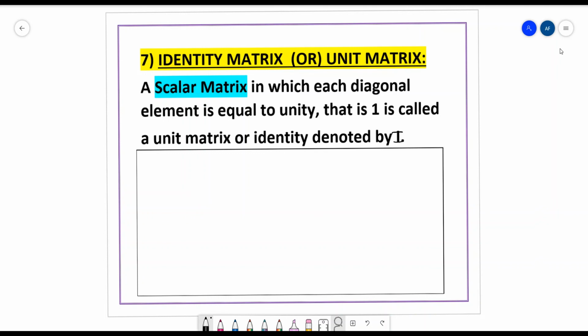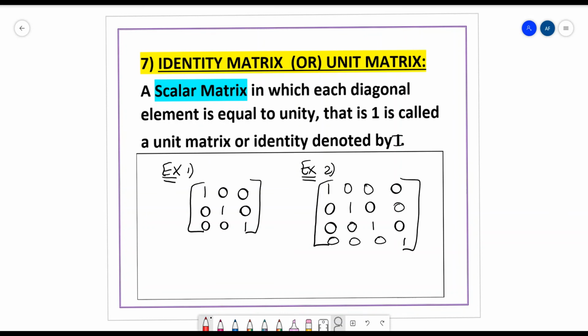Let us see some examples here. We have two examples here, and both are examples of an identity matrix or unit matrix. That means only the principal diagonal elements will be 1. So these two examples are examples of the identity or unit matrix.